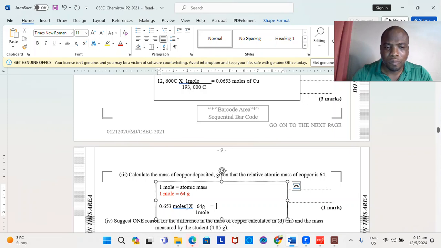Yes, sir. So the answer would be 4.18 grams. Wonderful. So 4.18 grams of copper.